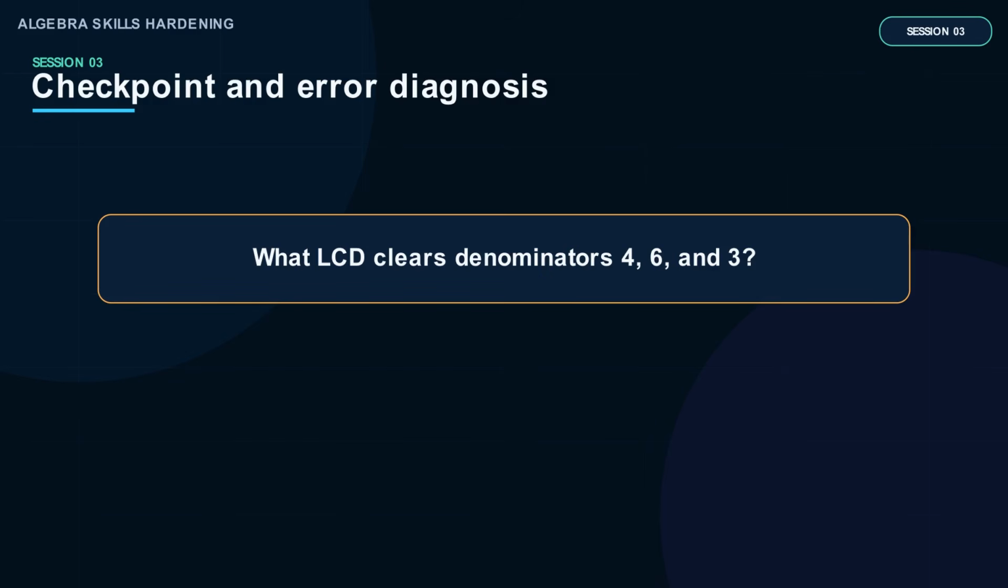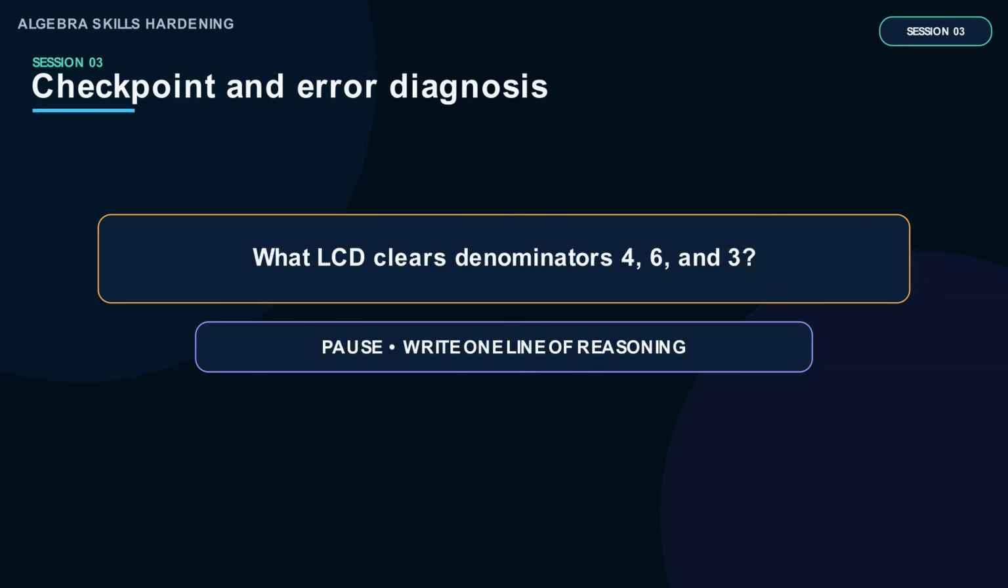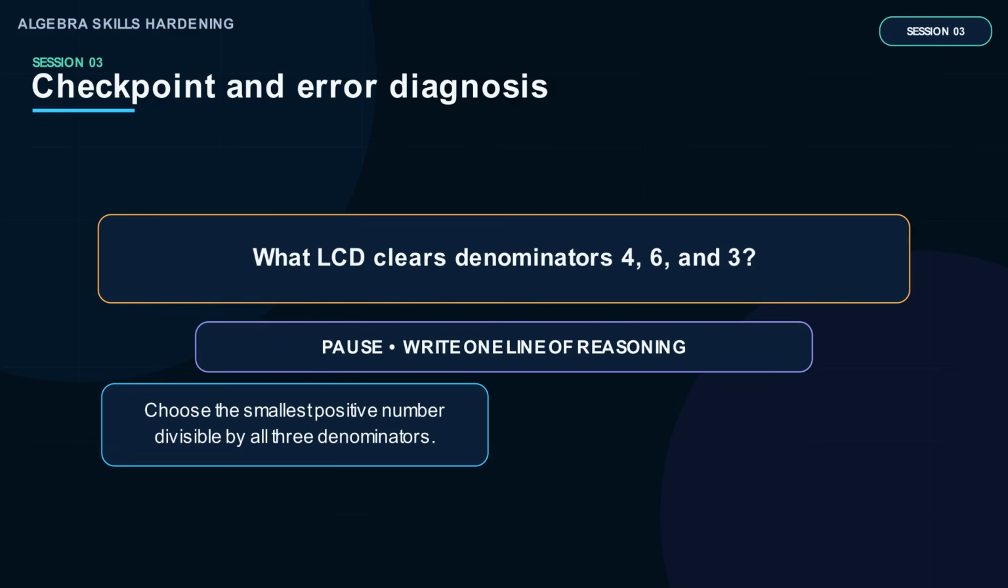Try this checkpoint without copying the example. What LCD clears denominators 4, 6, and 3? Decide which mathematical fact controls the answer. Write one line of reasoning before you commit. A visible decision is easier to inspect and correct. Hint: choose the smallest positive number divisible by all three denominators. Use it to repair your setup rather than guess. An accepted answer is 12. Explain why it works and name the first step that would expose a common error.